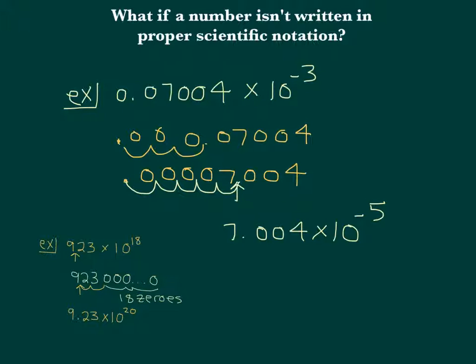If the first factor is originally less than 1, I need to subtract the number of decimal places that I need to move from the power of 10. I'm actually going that many fewer decimal places.